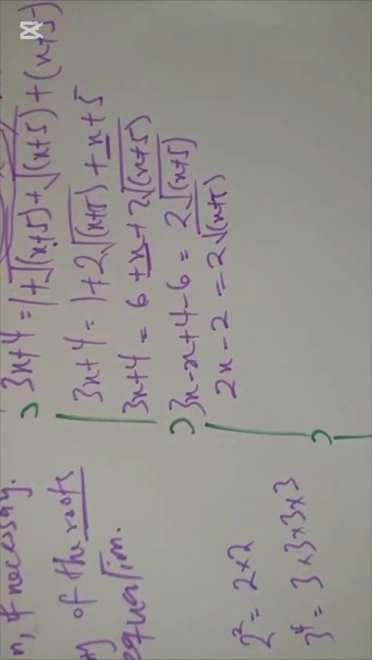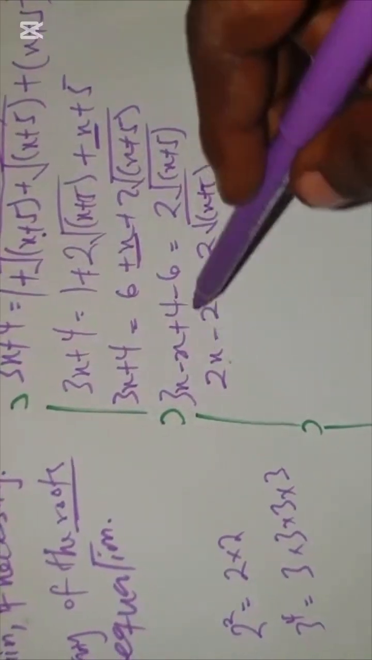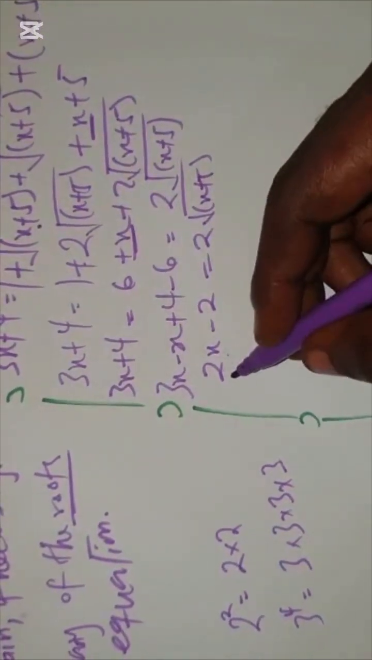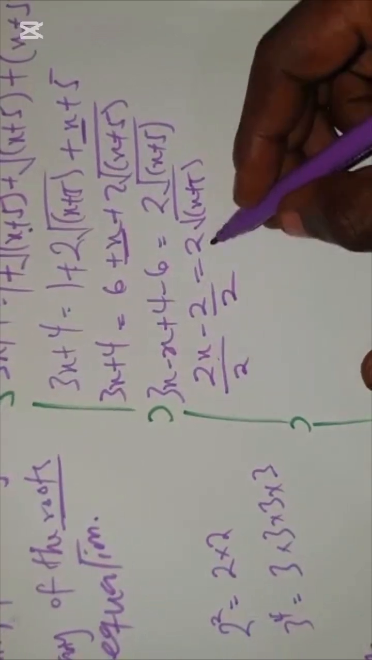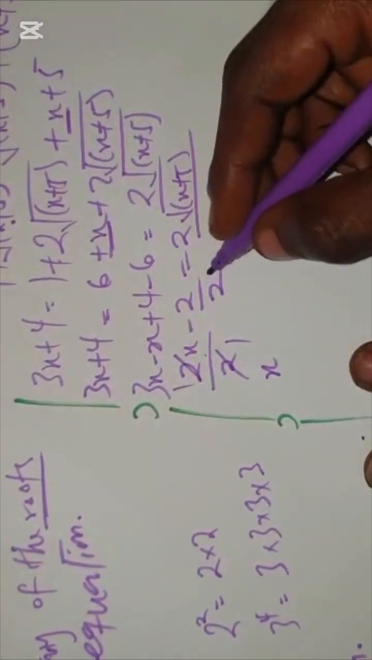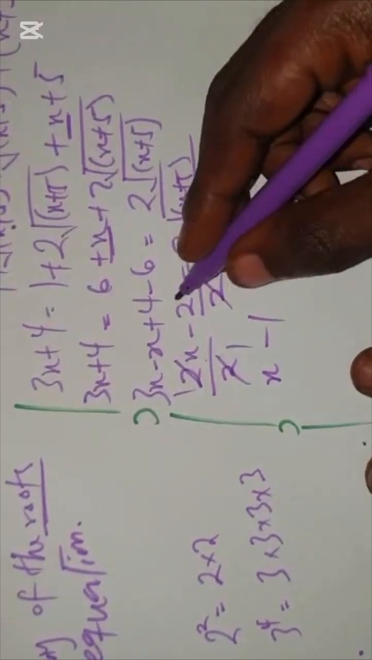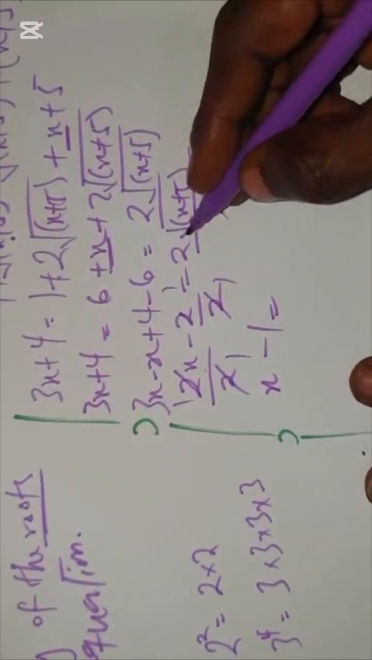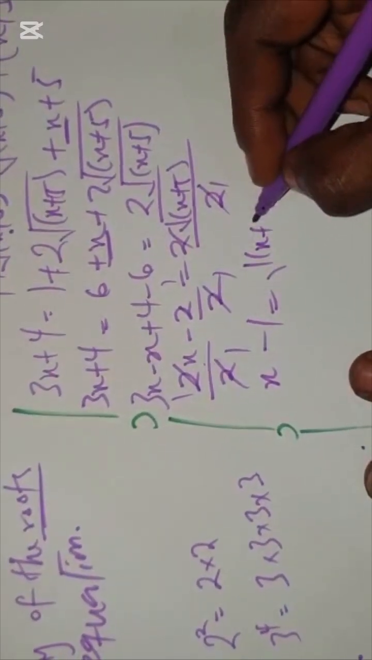Now, since we're still simplifying, as you can see, we have 2 over here. So we can divide the equation by 2. This gives us x, because it cancels, this gives us 1, and this gives us root of x plus 5.